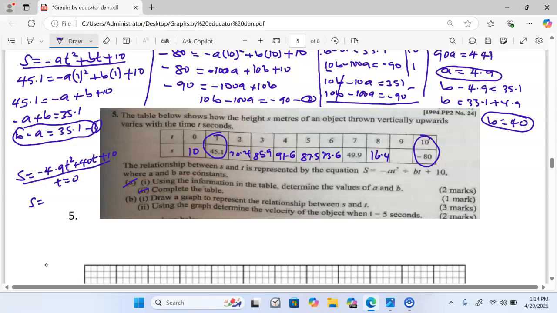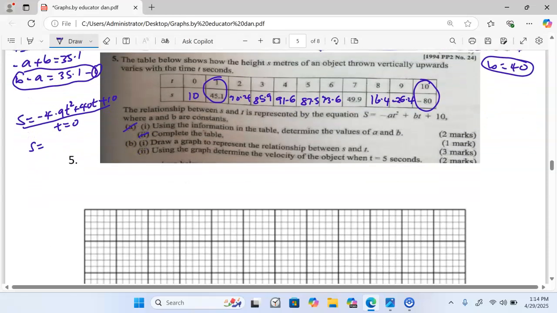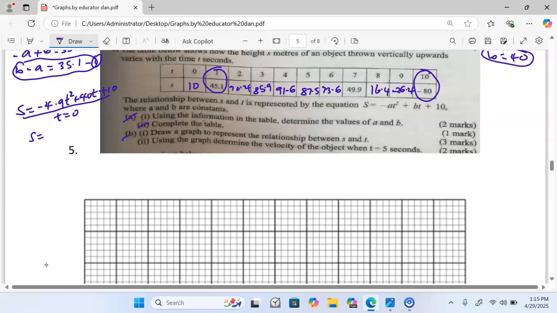And when it is 9, it is going to be negative 26.4. And of course, when it is 10, you are going to get negative 80. From there now, we can move down and do part B, Roman 1. Draw a suitable graph to represent the relationship between S and T.